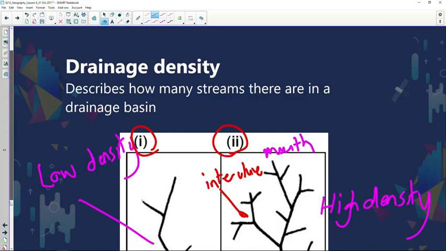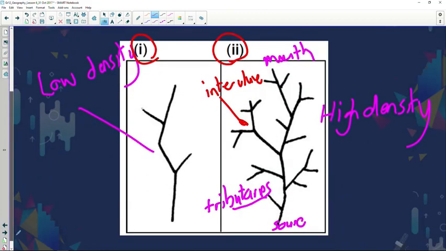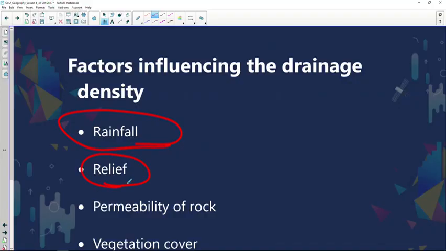Let's assume Drainage Basin 2 is in KwaZulu-Natal. And let's assume Drainage Basin 1 is in Northern Cape Province. More rainfall in KwaZulu-Natal than in Northern Cape Province. More tributaries will be visible, more water. There will be more surface runoff and even more infiltration. Now, rainfall is not always the main factor for high density and low density. Relief also plays a vital role.